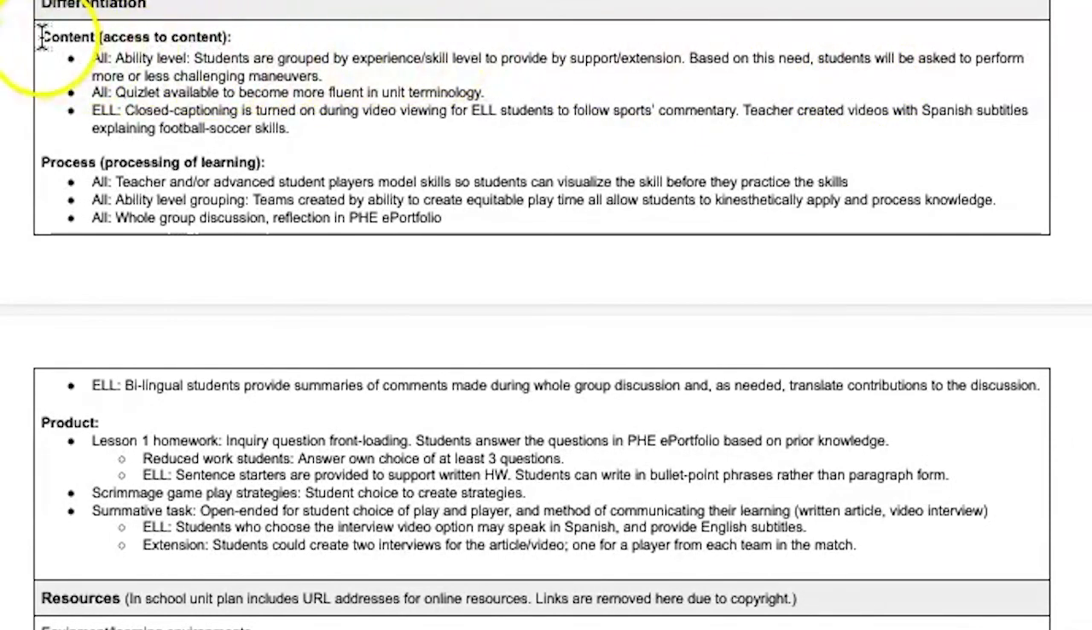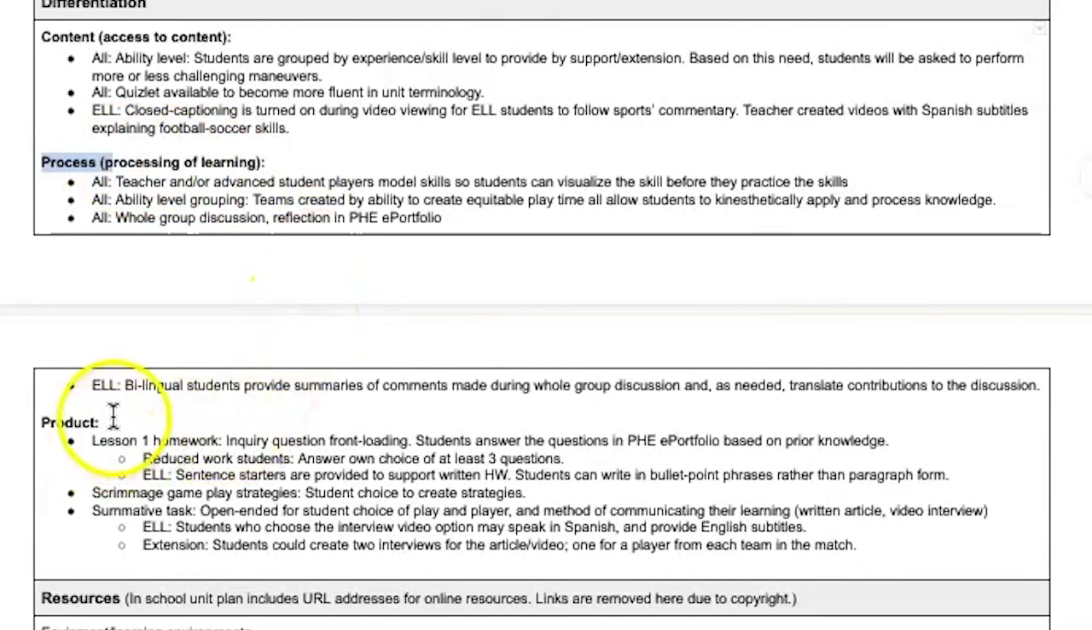And again, building quality curriculum and evaluating MYP unit plans looks for differentiation in terms of content. That means the access, different ways that students will be able to access the content. The process, different ways that students will be able to process their learning.